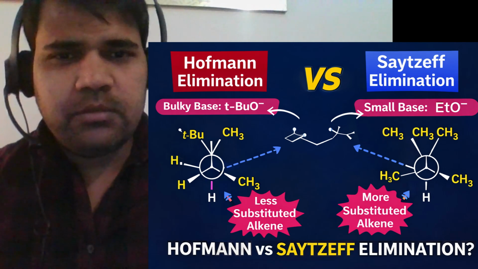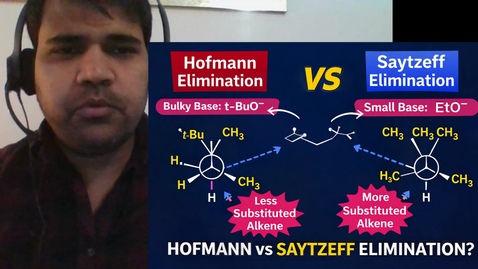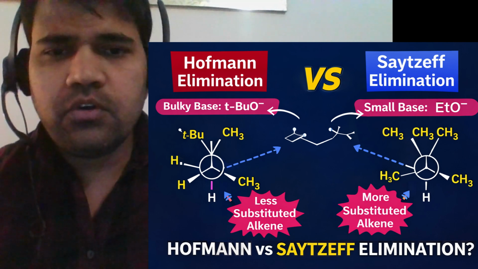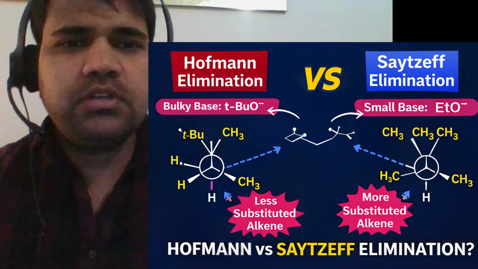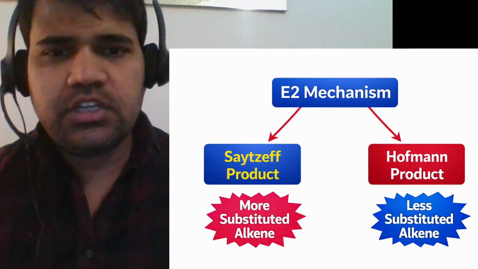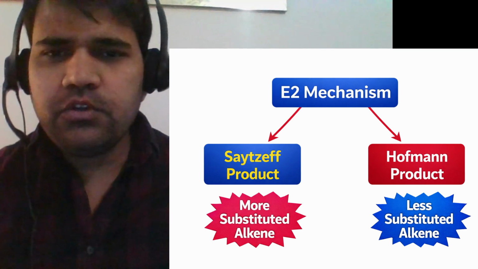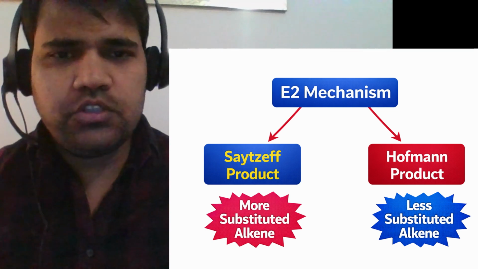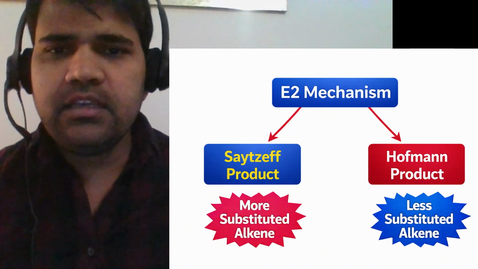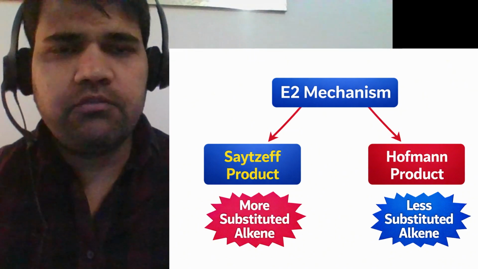Hofmann and Saytzeff elimination are among the most important topics for JEE and NEET exams. Whenever a reaction follows the E2 mechanism, students often get confused about whether Hofmann products or Saytzeff products will form. In this video, I will explain a simple and logical way to decide between Hofmann and Saytzeff products. I guarantee after that you will never be confused again.